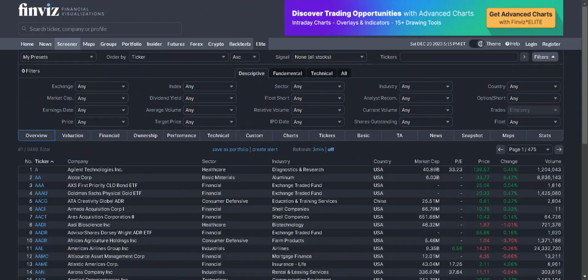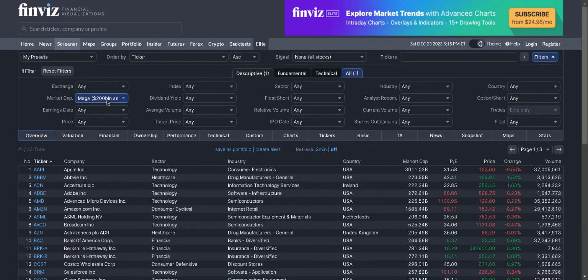If you want to learn how to use Finviz Screener, what you want to do first is go right here to the descriptive tab. I'm already here, so there's nothing to move. Then click on either mega or large. I'm going to just click on mega. I just want big market cap valued stocks, so it's perfect.